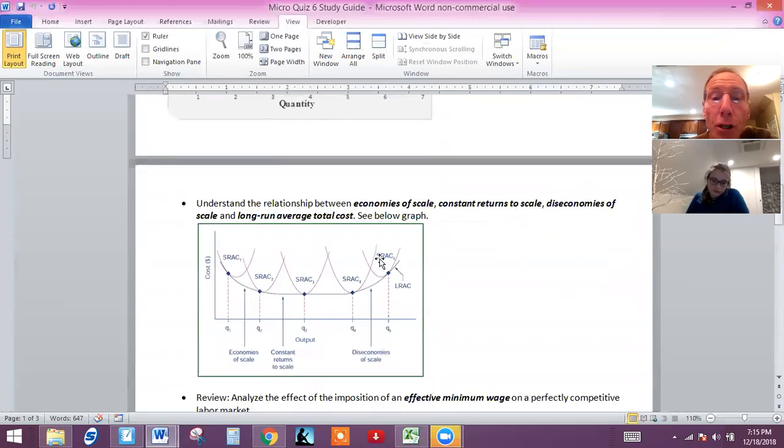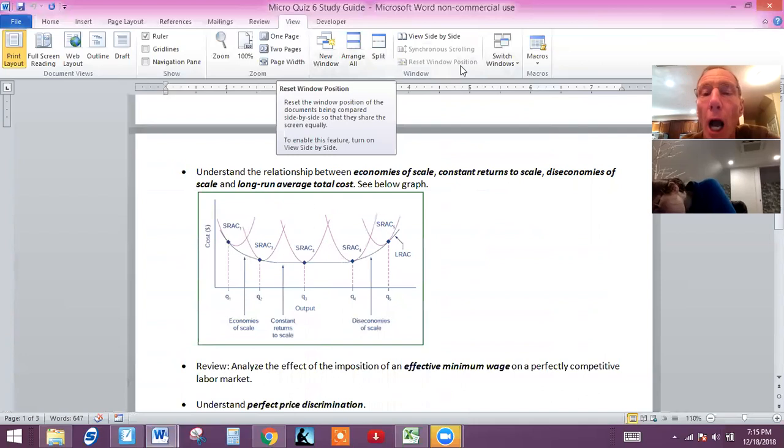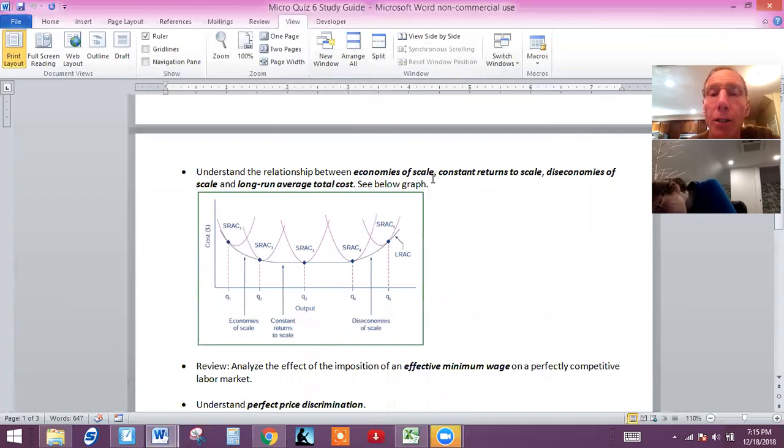Okay, now this is in your book, and this is just understanding what these terms mean. When we're operating in what we call economies of scale, all we're saying is we're on the downward sloping portion of the long run average cost. In other words, as we produce more, it costs less, which also means that doubling the factor inputs of production gives us a return of more than double, okay?